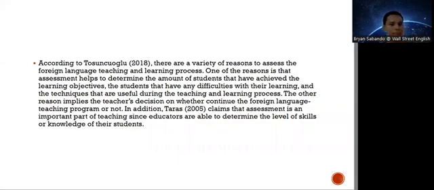Additionally, Taras 2005 claims that assessment is an important part of teaching since educators are able to determine the level of skills or knowledge of their students, which is right. As teachers, we are able to determine that because we talk to them every day, because we see them every day. We check their performance, their progress, if they're doing well or not, if they need help or not. So yes, this is completely true.